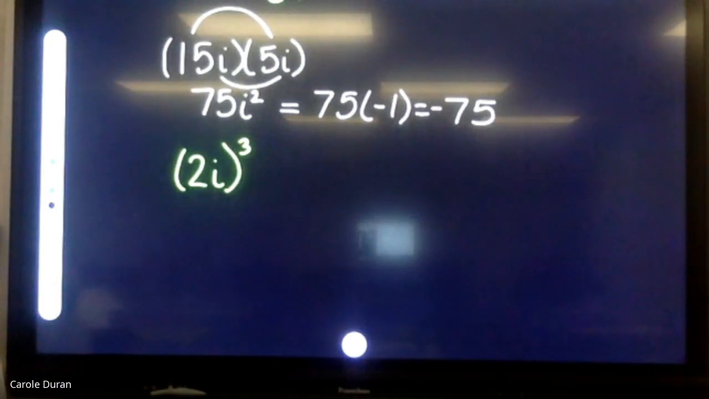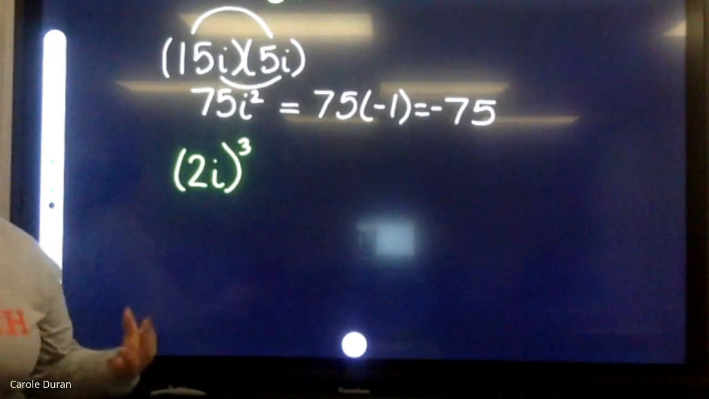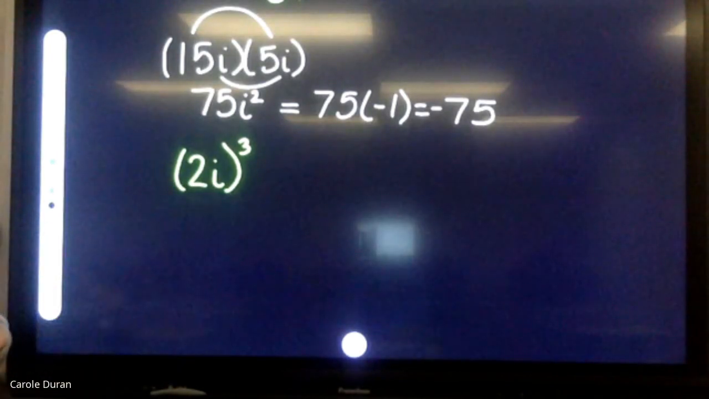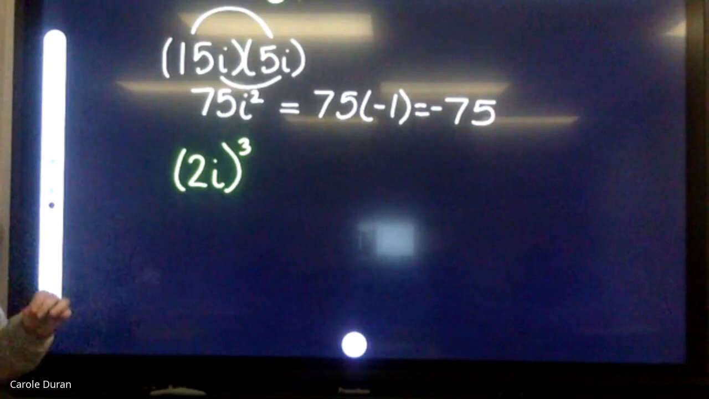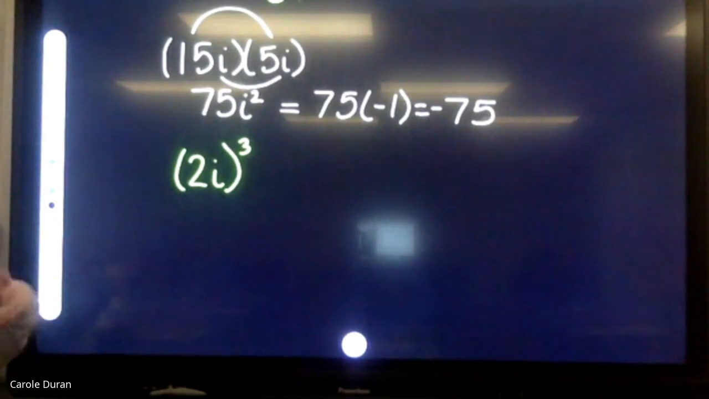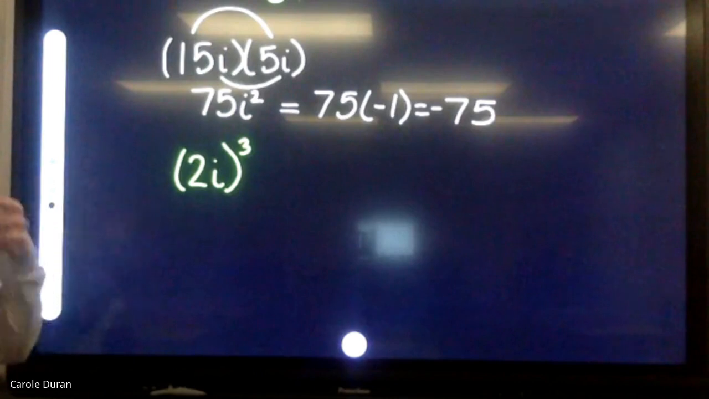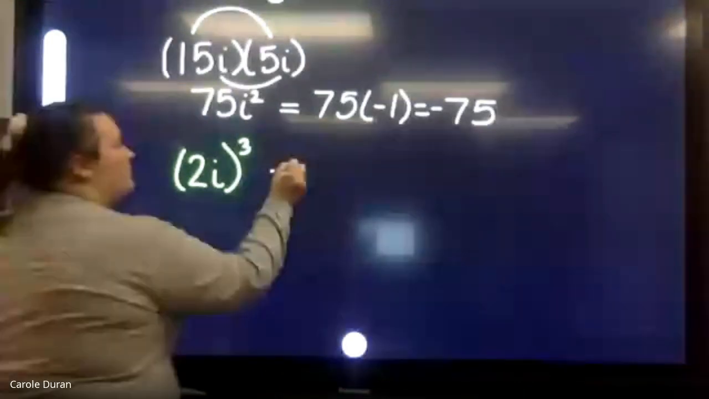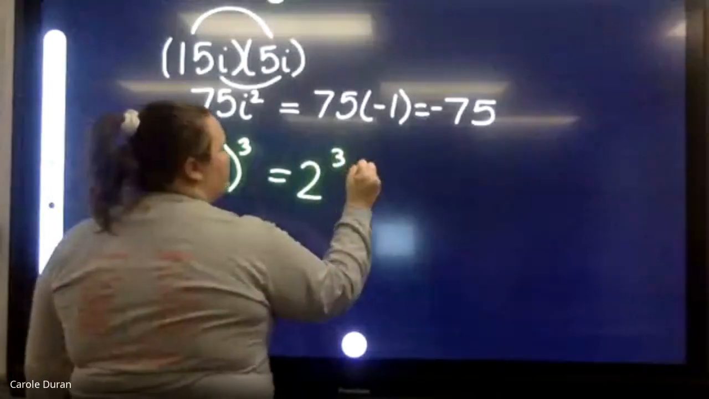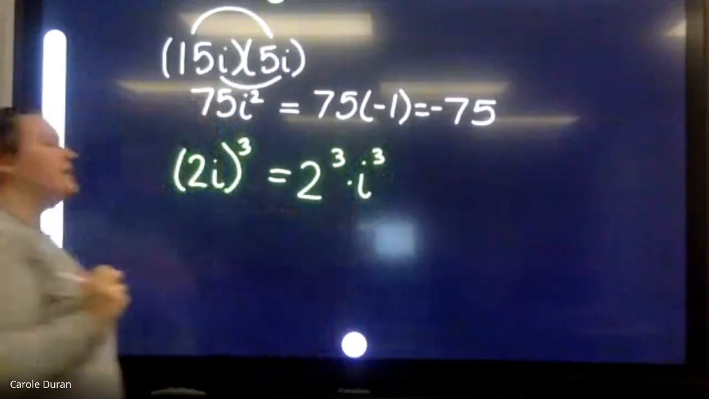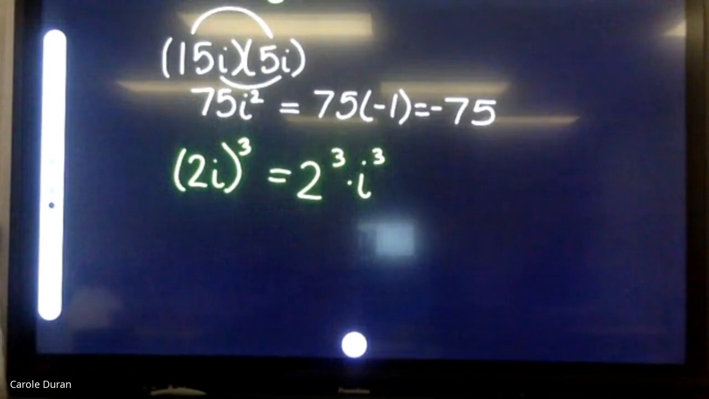Okay, so it looks harder than it actually is. When I have no addition or subtraction inside of the parentheses and I'm taking it to a power, I can just apply the exponent to each part of my parentheses. So then this is the same as 2 cubed times i cubed. So we deal with the whole number first. What's 2 times 2 times 2?